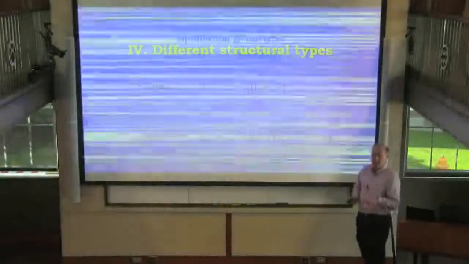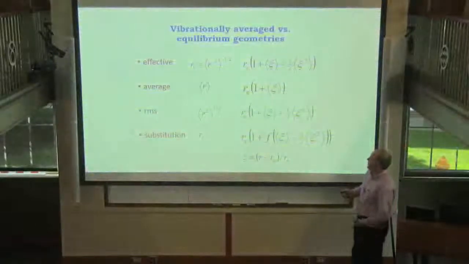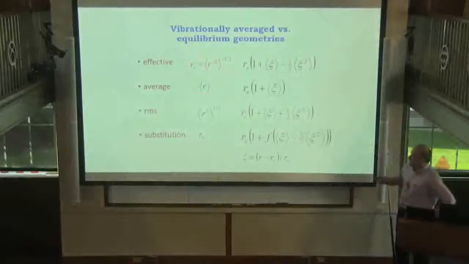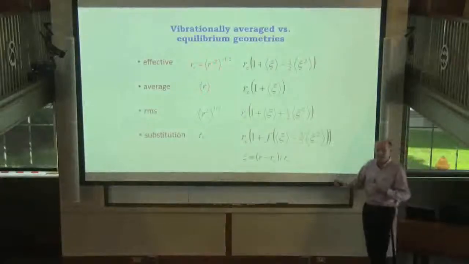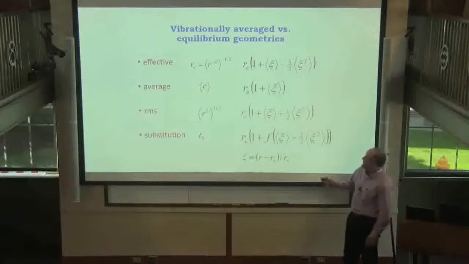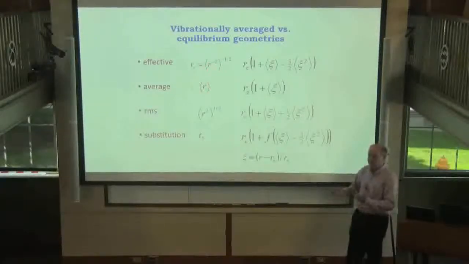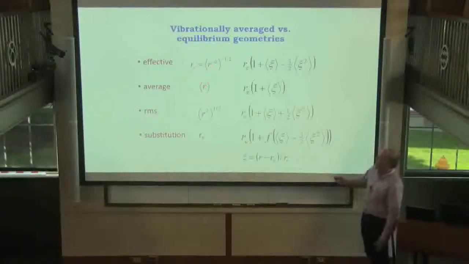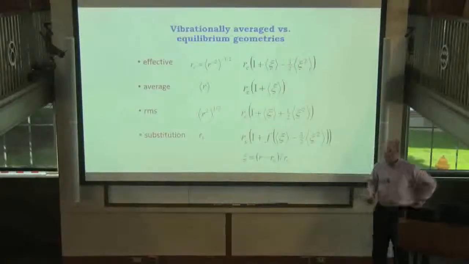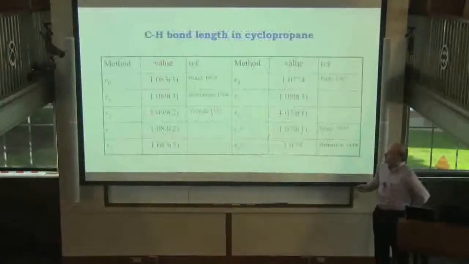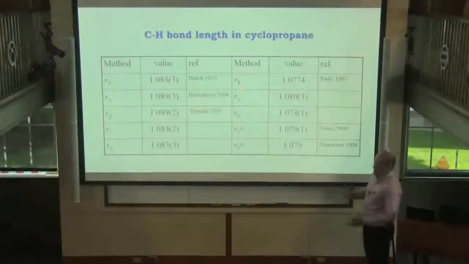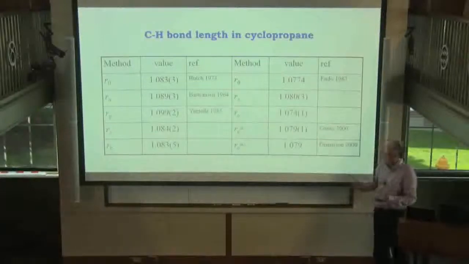So back to the question of different structural types, and what it means that you have to have different averages depending on the experiment you do. Some of these averages will be more appropriate, and in some cases less appropriate. This average is appropriate for electron diffraction. This average is appropriate for microwave spectroscopy. And the R⁻³ would be for NMR dipolar couplings. And these different techniques will yield rather different bond lengths.